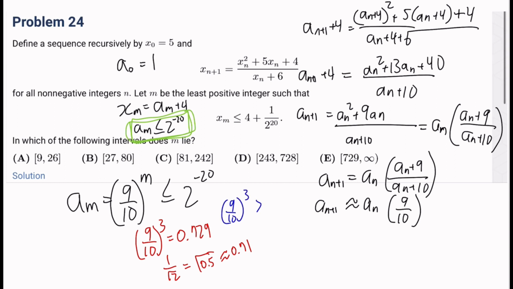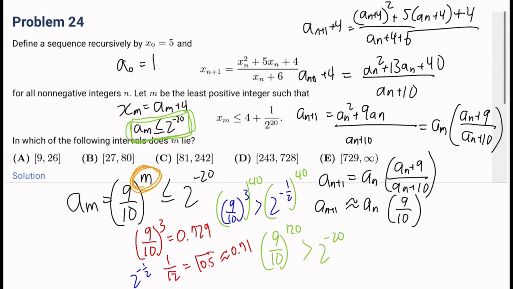And so this gives us that (9/10)^3 is greater than 2 to the negative 1/2 power, right? But then we want 2 to the negative 20th power, so we have to raise each of these to the 40th power. And so (9/10)^(1/20) is greater than 2^(-20), right? But since these two values are so close together, this and this will be very similar, so since comparing m and 120, they seem to be in the same spot, m is going to be similar to 120, right?